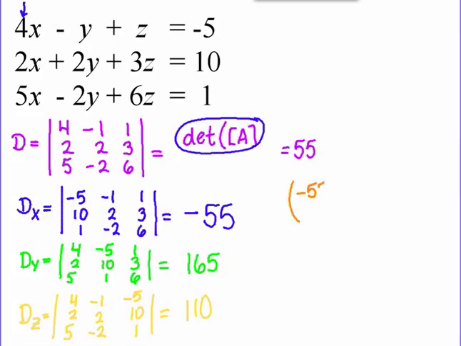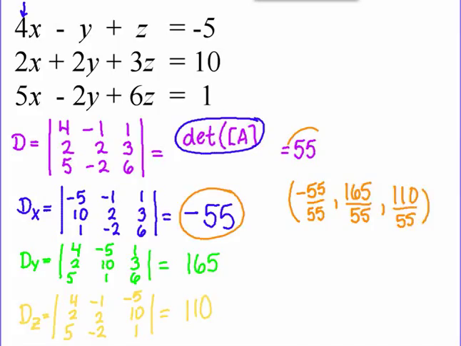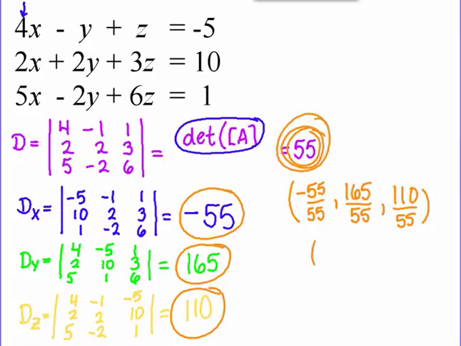So now to find my solution, this is all you do. Negative 55 divided by 55. To find y, 165 divided by 55. And 110 divided by 55. For those of you that are wondering where that came from, dx over d, dy over d, dz over d. So your solution is actually negative 1, 3, 2. So that is a way to solve this system of three equations.